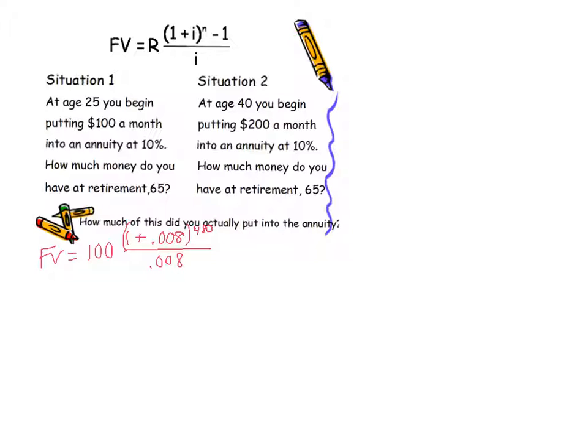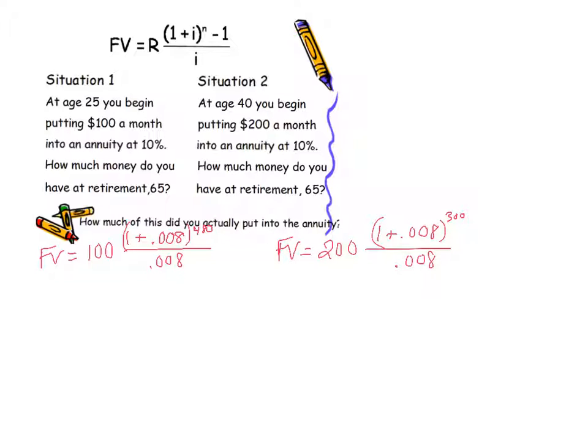Let's look at situation 2. Still looking for future value, but now our regular payment is $200. 1 plus the interest rate is the same, but it's not 480 payments. We only had to do this for 25 years times 12. 25 times 12 gets us 300. We're only going to be making 300 payments here. And that is all over that 0.008 number.